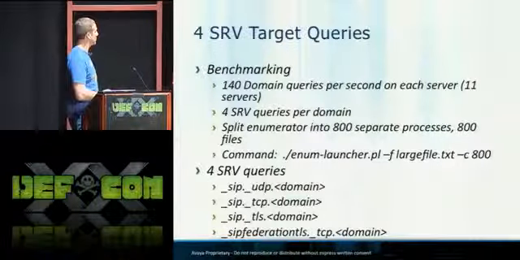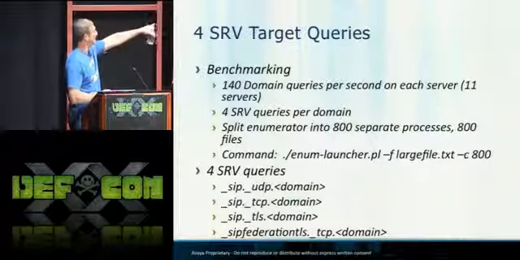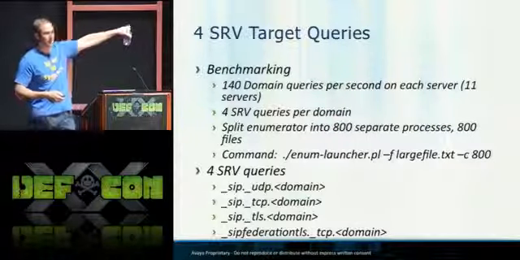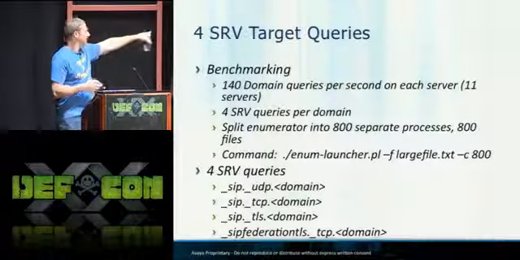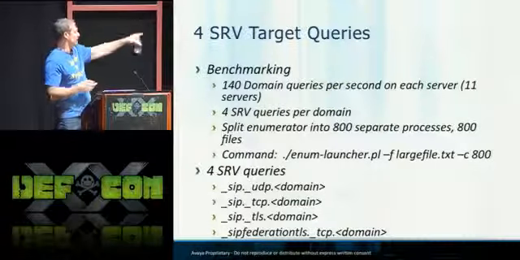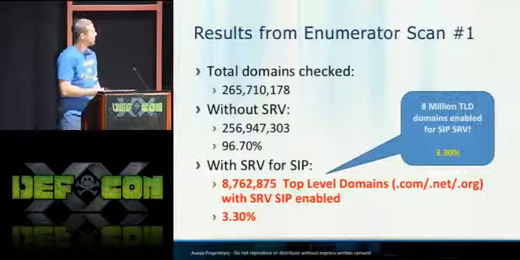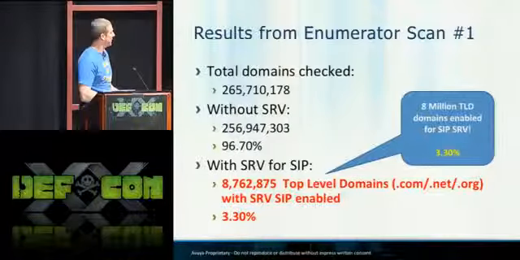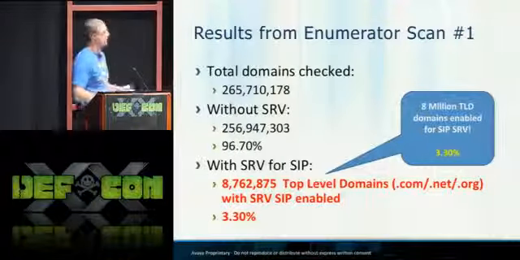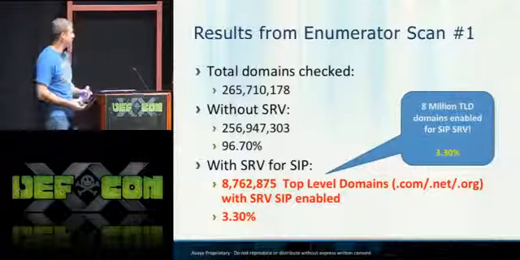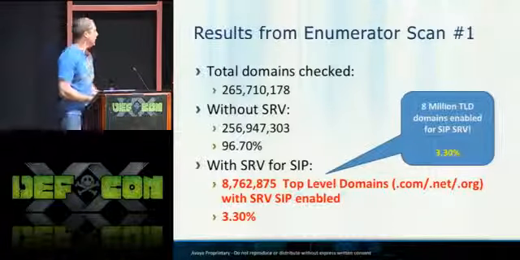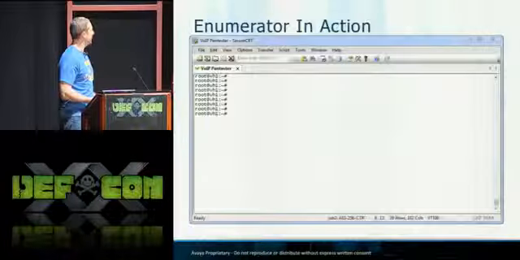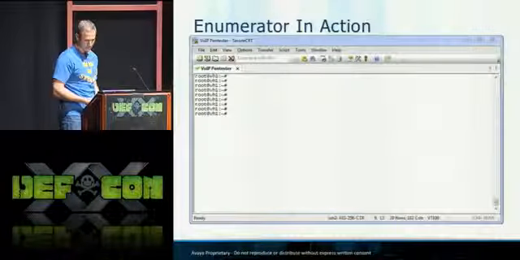And I'm going to tell you what those queries are. It's those queries right there. This is the most standard way to host an SRV record. The last one is Microsoft specific for federation. So here are the results. 3.30% of domains on the public internet, .com, .net, and .org, support SRV. So it was 8.7 million domains, and those are the stats. That's what it looks like there.